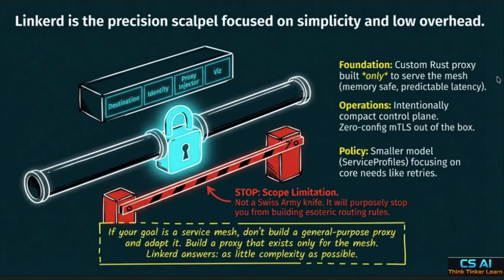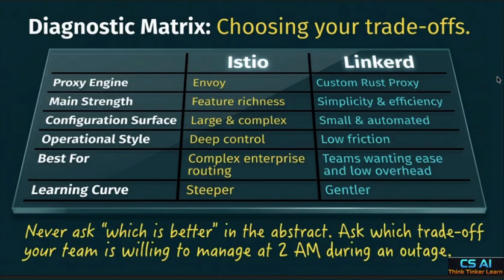On the other side, we have Linkerd. If Istio is an engine, Linkerd is a precision scalpel. It focuses entirely on simplicity and low overhead. It uses a custom Rust-based proxy built specifically for the mesh, providing predictable latency and memory footprint. Linkerd gives you zero-config mTLS right out of the box. It's not a Swiss Army knife. It purposely stops you from building overly esoteric routing rules to keep the complexity as low as possible.